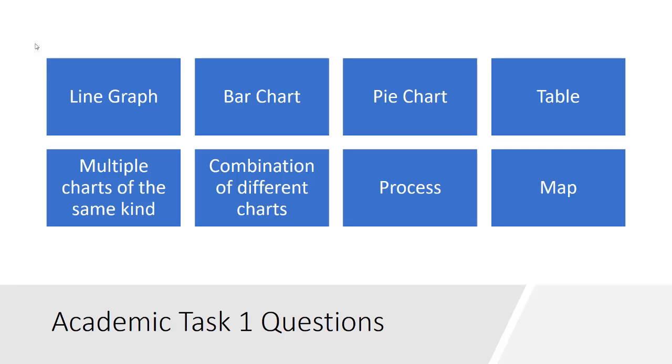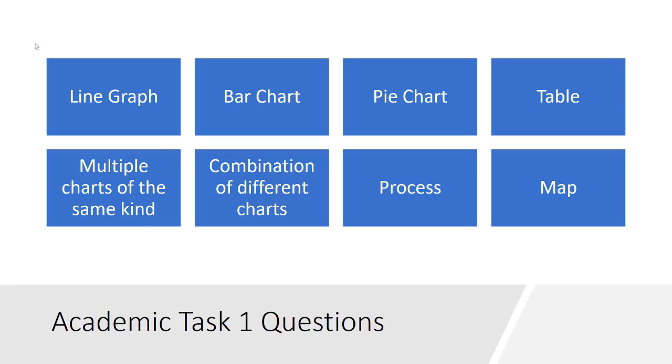So here are some of the things that you might come across when you open up your paper. You might see a line graph, a bar chart, a pie chart, a table, or multiple charts of the same kind. So you might see 4 pie charts, or 2 bar charts, or a combination of different charts, like a line graph and a pie chart, or a table and a bar chart. Or you might see a process, a man-made process, like how to make cars, or how to make tea, or how to make whiskey, or a natural process like the weather cycle, or how a butterfly is born.